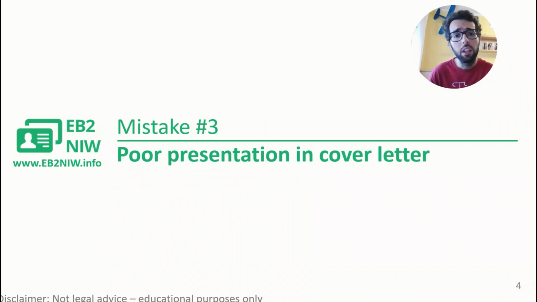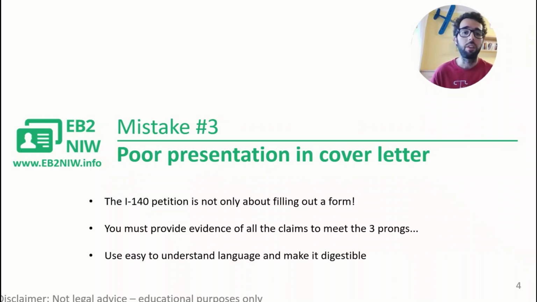Mistake number 3 is poor presentation in the cover letter. The cover letter is really the central piece of your I-140 petition. This is not only about a form. If it was so easy, I wouldn't be making all these videos. You would just take the form, fill it out, and that's it. You have to provide evidence, and that is done by writing a letter to the officer to explain that you are fulfilling each and every criteria that the USCIS is expecting you to fulfill.